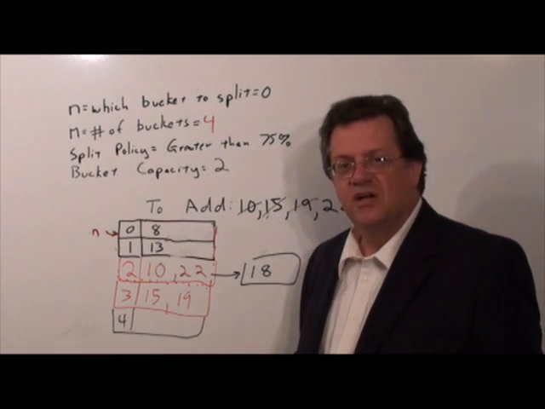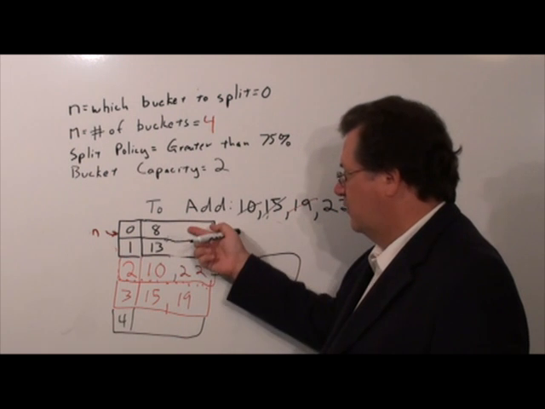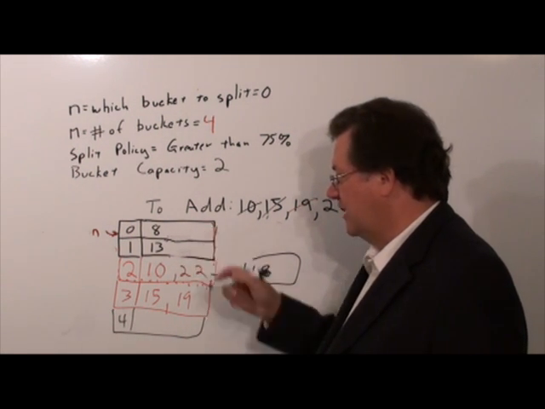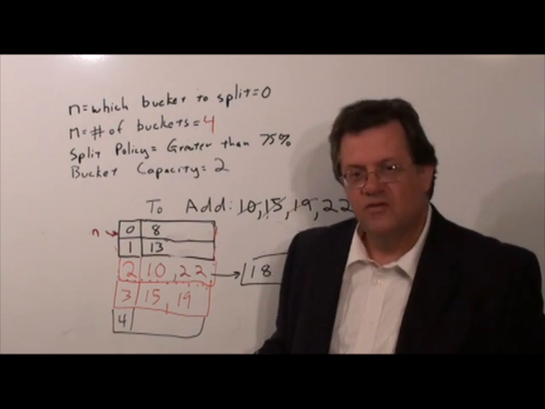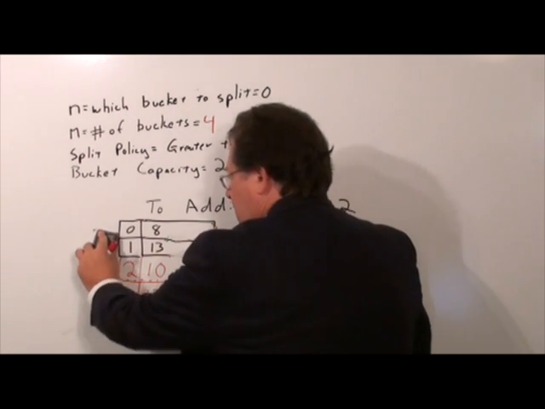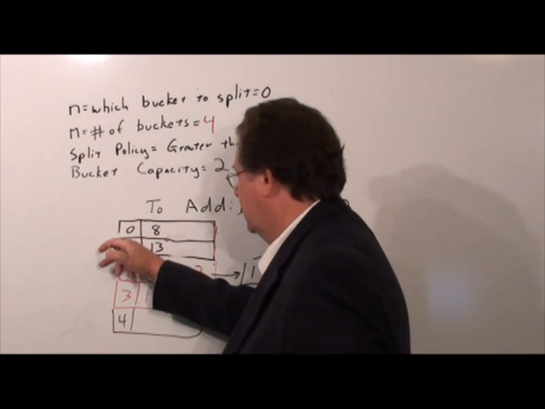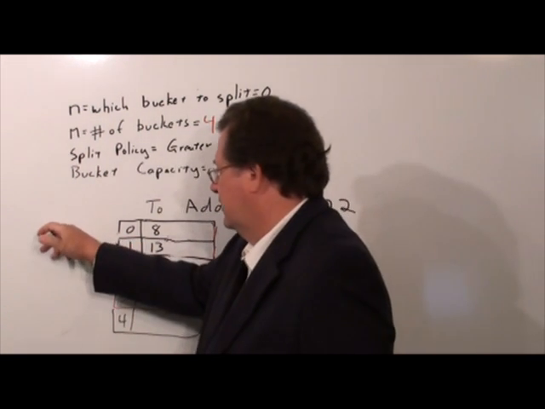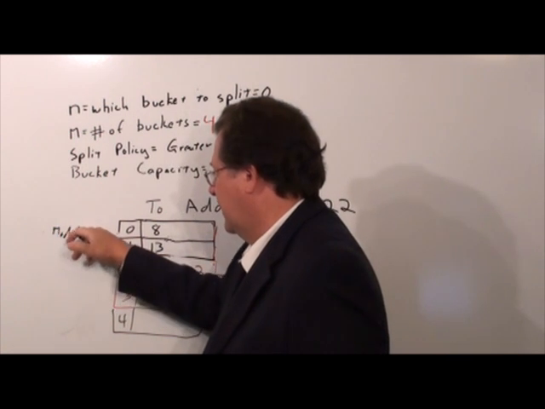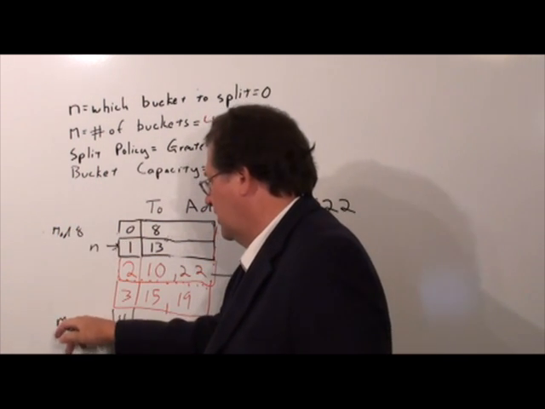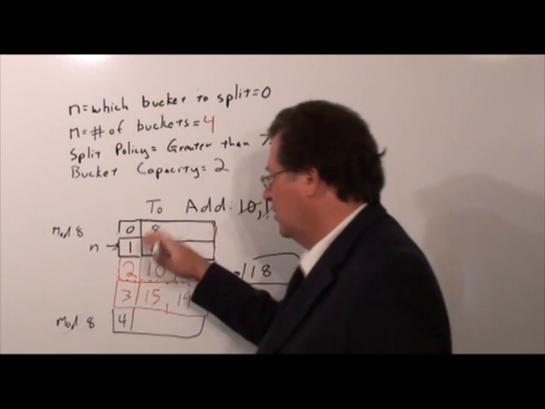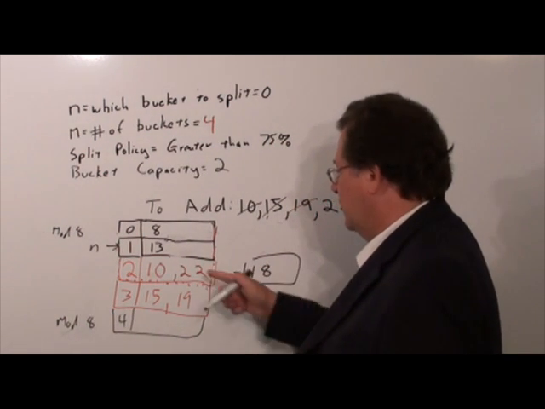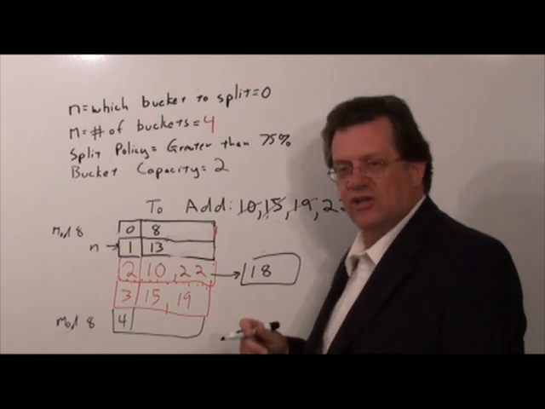We add another bucket, bucket 4, and we keep the 8 here because 8 mod 4 is remainder 0. We also move our n down here, so our n increased by 1. This bucket now uses mod 8. This new bucket uses mod 8. All the old buckets still use mod 4. And we have this overflow area there.